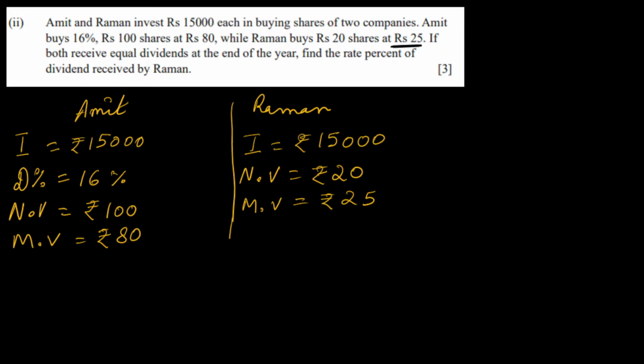Rate percent of the dividend, that means the percentage of the dividend earned by Raman, we have to find. And both of them will get the same dividend. Dividend means annual income or annual dividend, so that will be the same for both of them. Now which formula do we have to use? The annual dividend or income is the same for both. If it is X here, here also it will be X only.